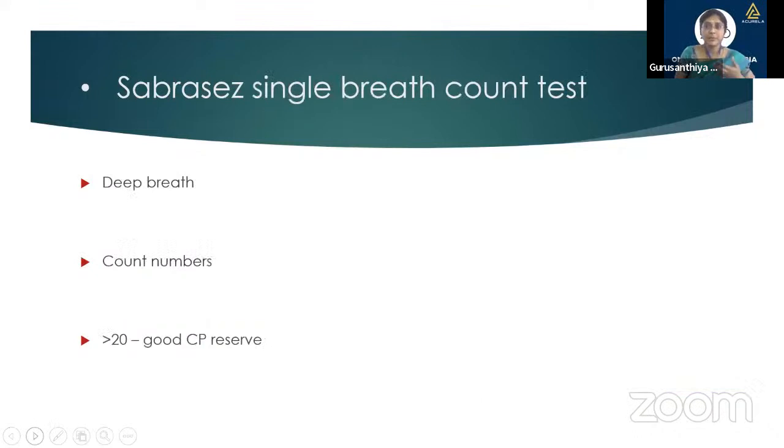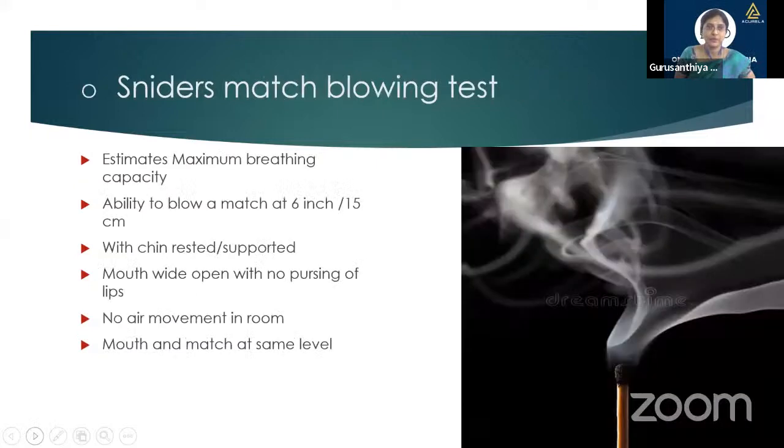Next is the single breath count test. So you take a deep breath and then count 1, 2, 3, 4. If I'm able to count more than 20, then it means a good cardiopulmonary reserve.